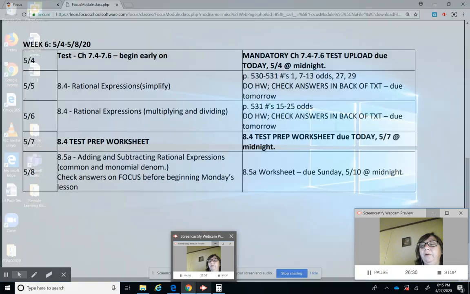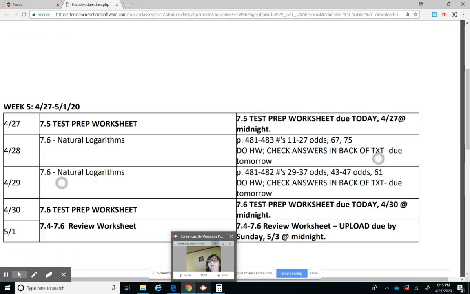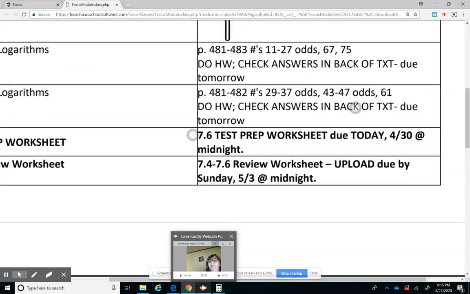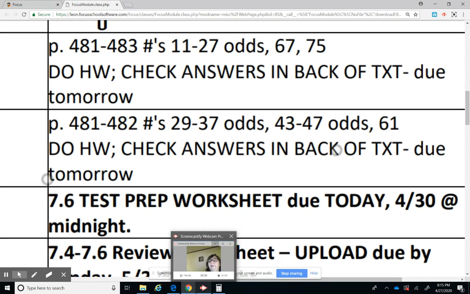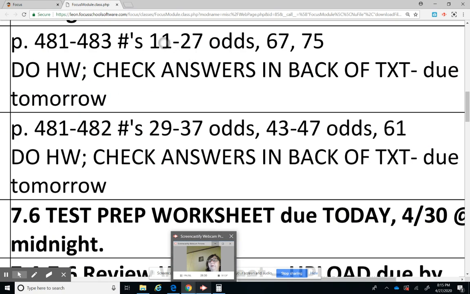All right, so if you needed to copy down that homework real quick, there it is right there: pages 481 to 483, 11 through 27 odds, 67 and 75.